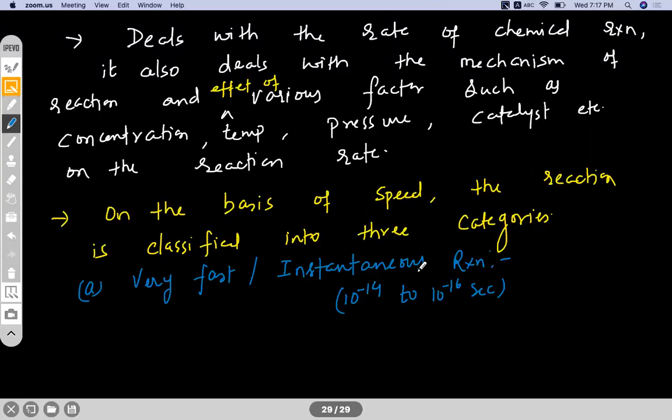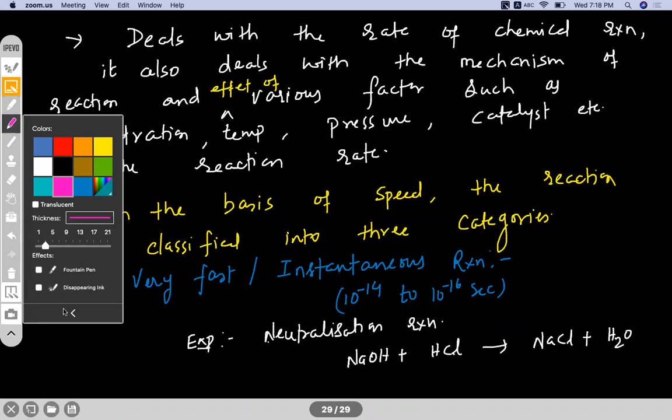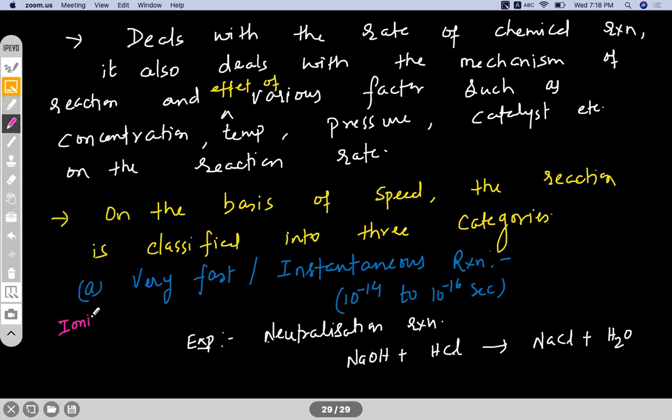So all the neutralization reactions, acid-base reactions are examples of it, okay? In acid-base reaction, what happens? We have just an ion exchange, right? Na plus OH minus and H plus Cl minus convert into NaCl plus water. So it is the exchange of ions, an ion exchange reaction. And that's why we also call it an ionic reaction. Very fast reaction, ionic reaction, or instantaneous reaction, all are the same thing.